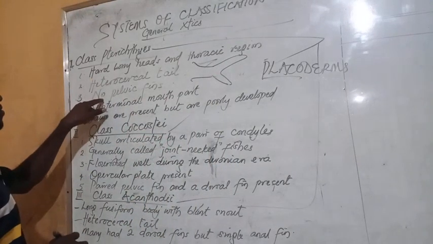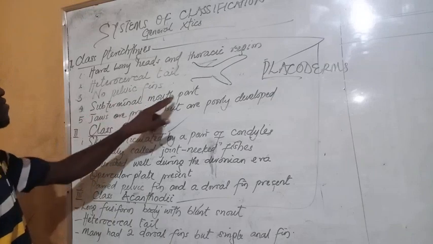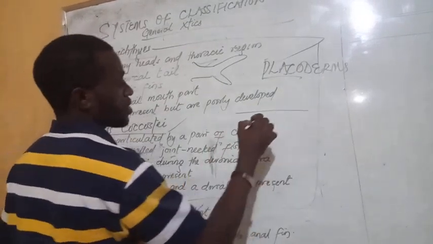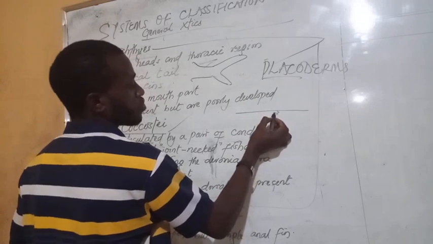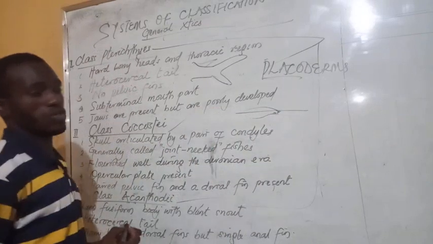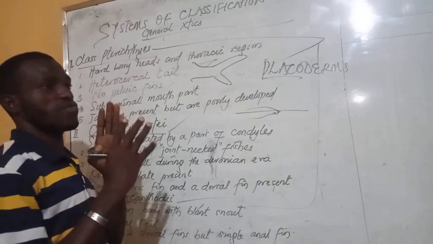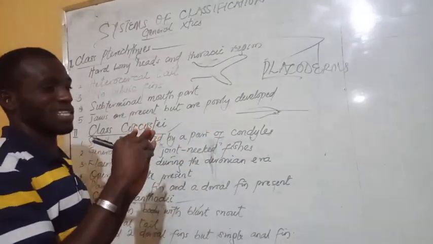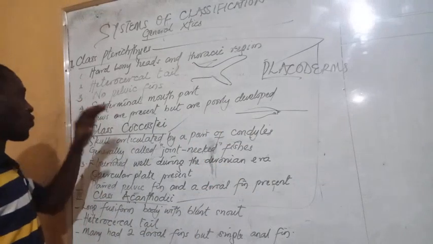So there is no pelvic fin, and they have subterminal mouth parts. Subterminal means that if a plane is drawn representing the surface of the water, their mouth comes just underneath that plane, and the rest of their body like this. A terminal mouth means the mouth is facing forward, exactly in front of them, but a subterminal mouth means the mouth is slightly displaced downwards. Alright, then the jaws are present but are poorly developed.